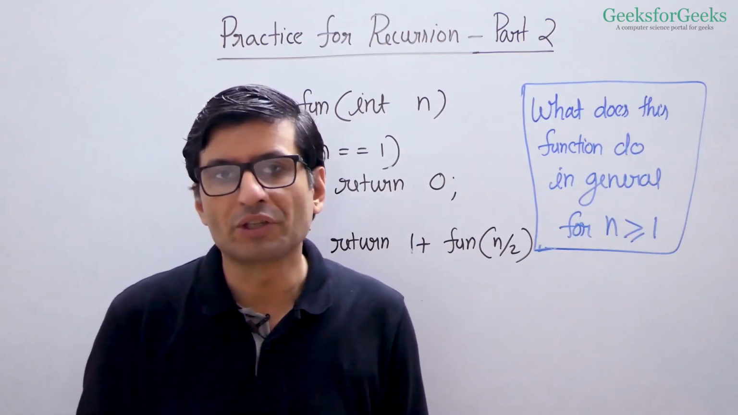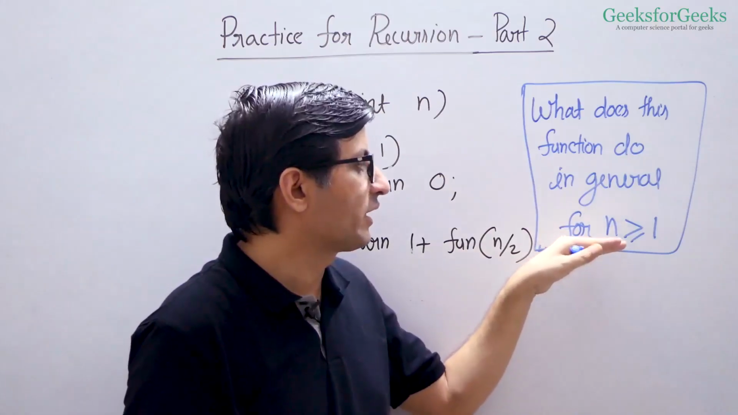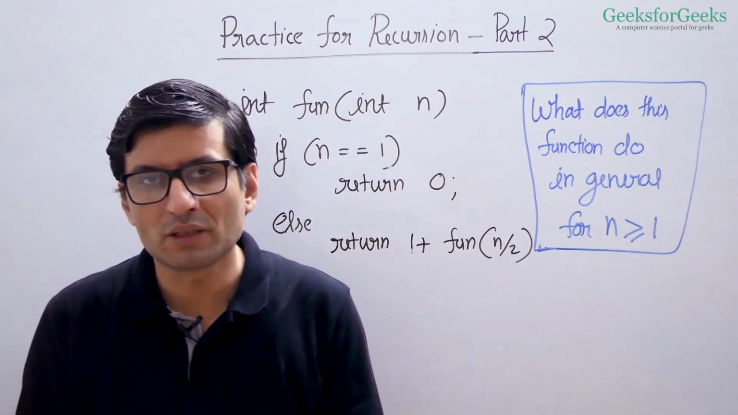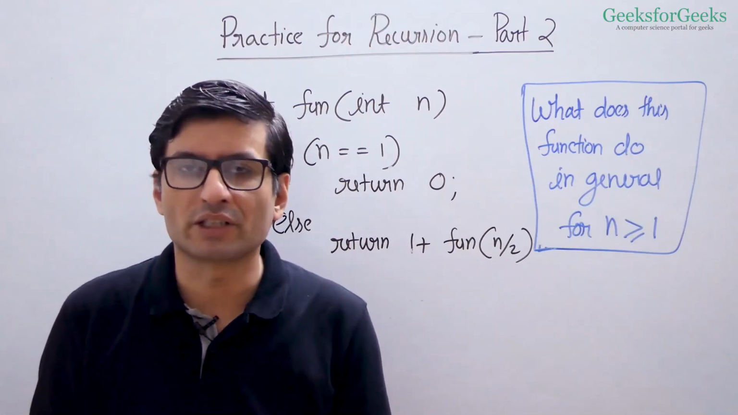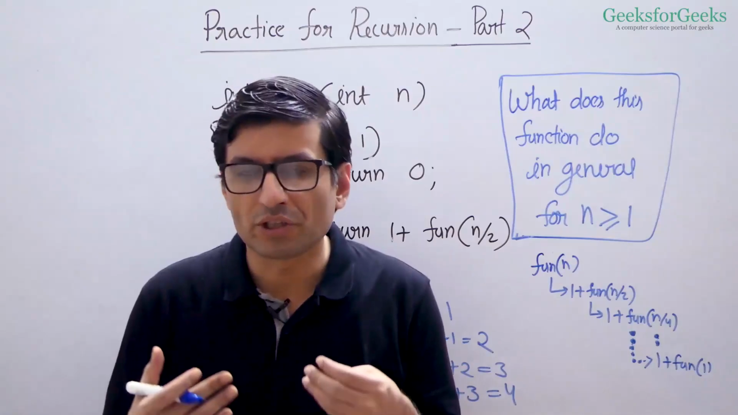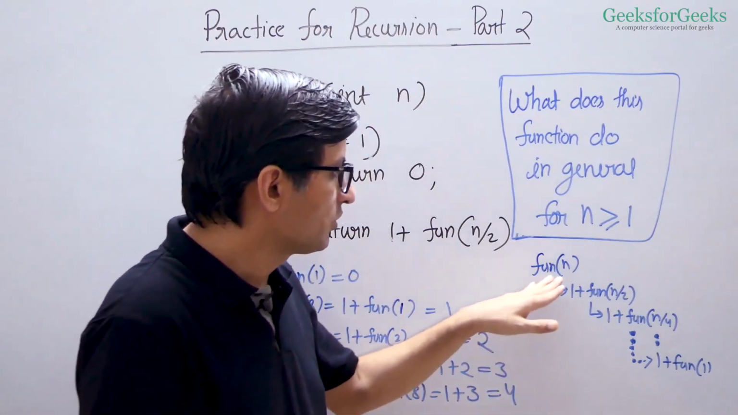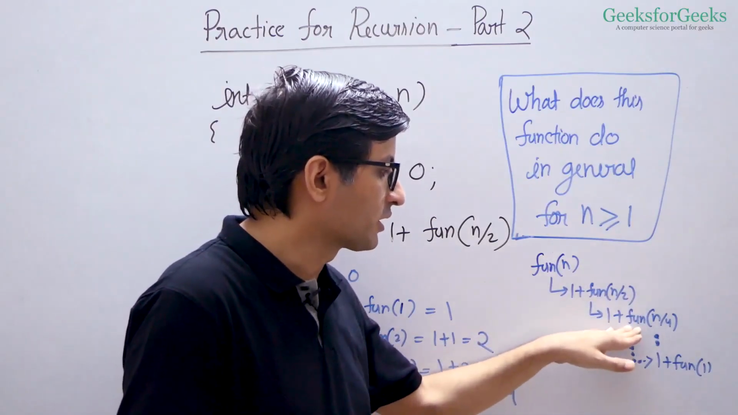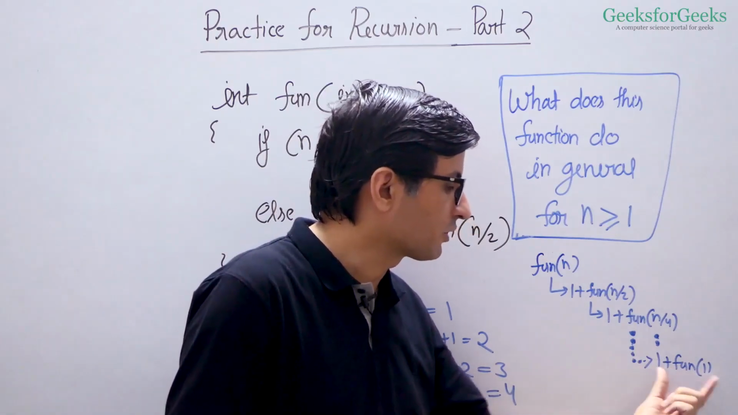Now please pause this video and try to guess what this function does in general where n is greater than or equal to 1. If we always pass a number which is greater than or equal to 1, what does this function return mathematically? Let us first understand the working of this function when n is a power of 2. You will call fun n, it will call 1 plus fun n by 2, then 1 plus fun n by 4 and so on, and ultimately it will call 1 plus fun 1.